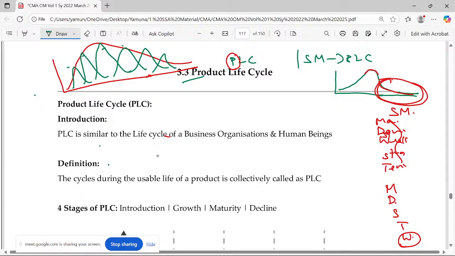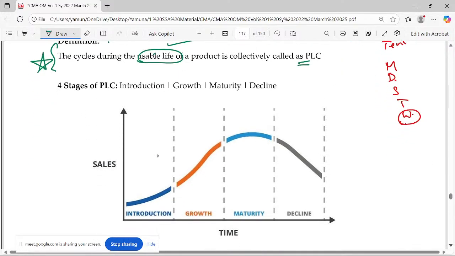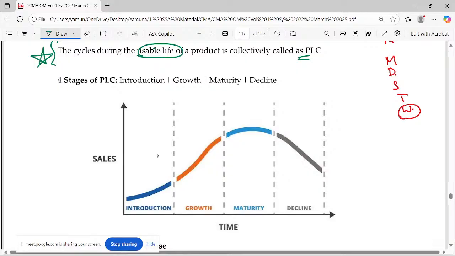So product life cycle is similar to the life cycle of a business organization, as with human beings. The cycle during the usable life of a product is collectively called the PLC. Please highlight, that may be helpful for one word questions. We'll discuss in four stages usually: introduction stage, growth stage, maturity stage, and decline stage.